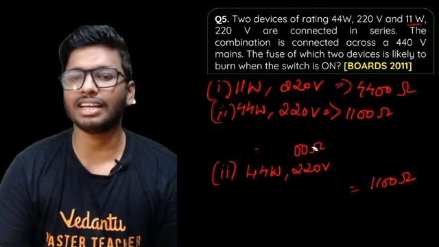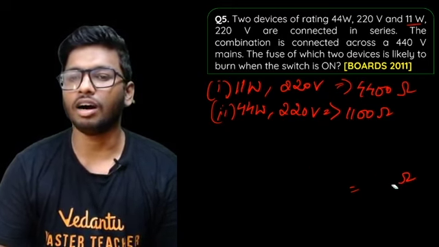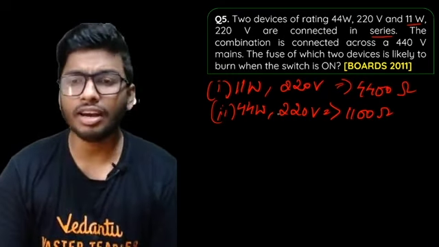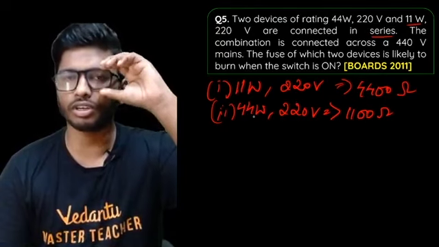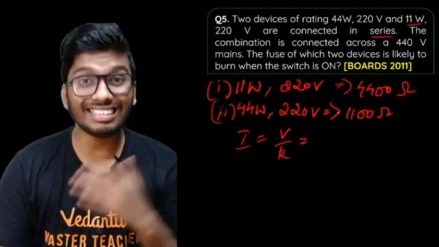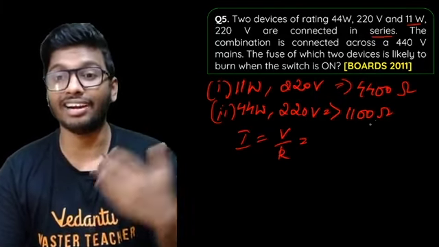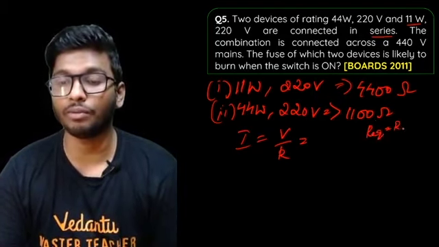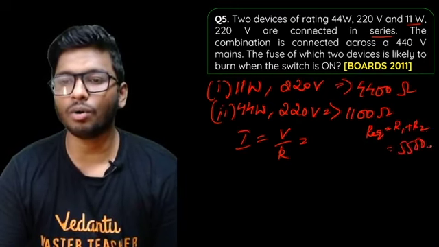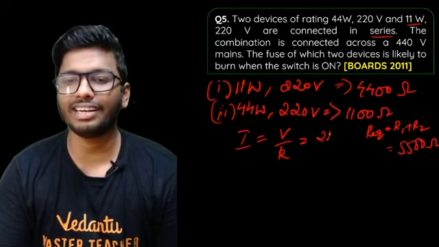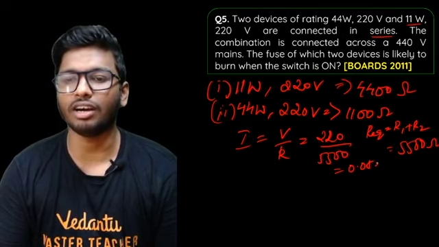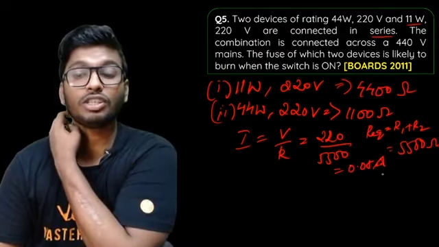Now what you do is find out the current. Now that you found out the resistance, find out the current flowing through the circuit. It's a series connection, so the current flowing through the circuit would be the same. So the current formula is I is equal to V by R. In a series connection, you're going to add up the resistances. So R equivalent is equal to R1 plus R2, which would be 5,500 ohms. That is the resistance. So 220 divided by 5,500, you will get the answer as 0.08 ampere. So the current flowing through the circuit is 0.08 ampere.